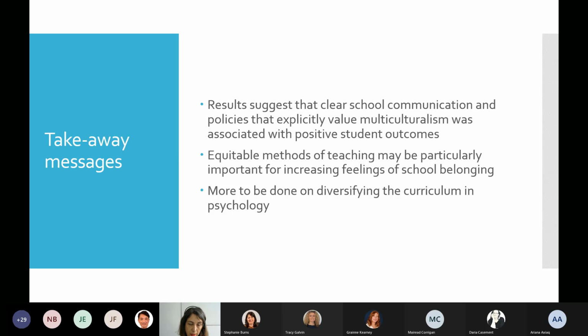But in a negative way, what our research shows is that schools of psychology at Queen's and beyond still have a lot to do on diversifying the content of curriculum in psychology.